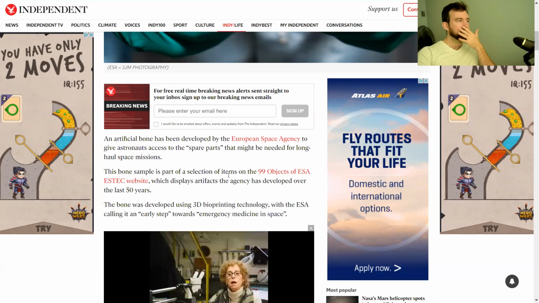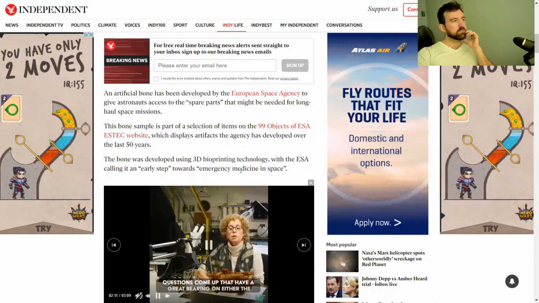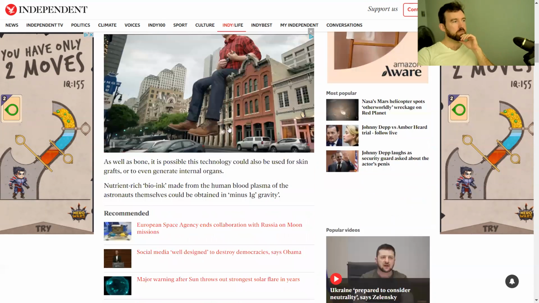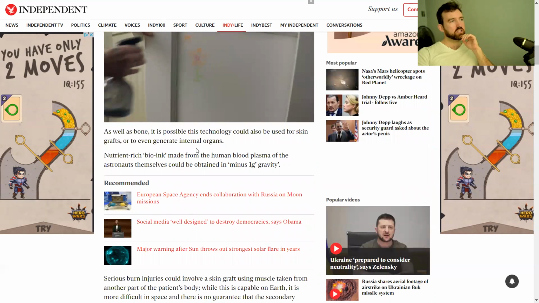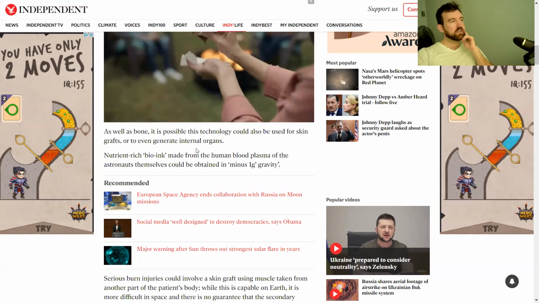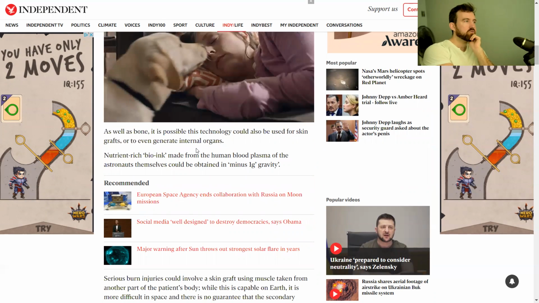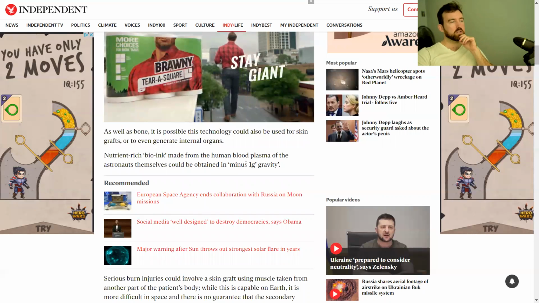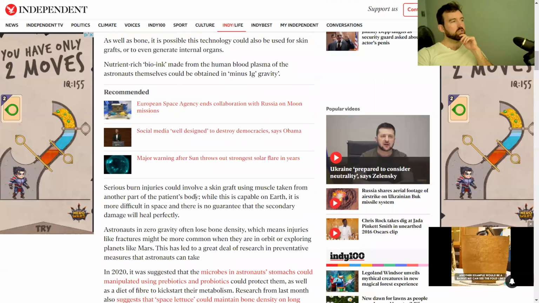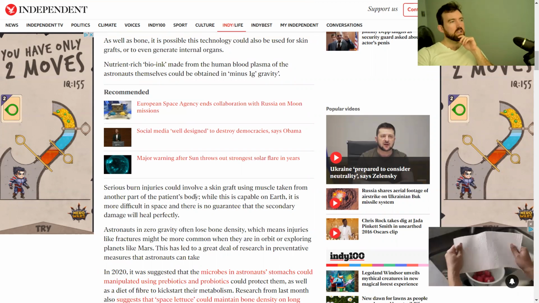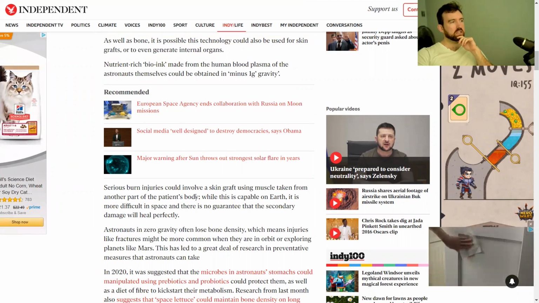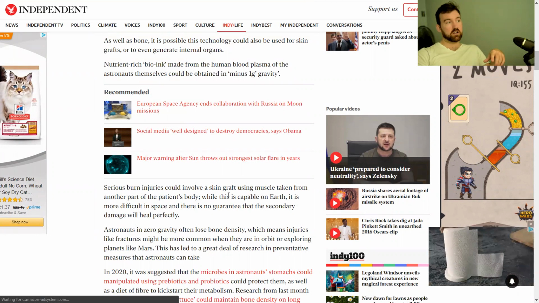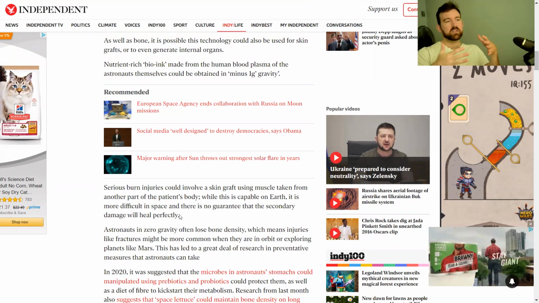It's journalism, right? The bone was developed using 3D bioprinting technology, with the ESA calling it an early step towards emergency medicine in space. As well as bone, it is possible this technology could also be used for skin grafts or to even generate internal organs. Nutrient-rich bio-ink made from the human blood plasma of the astronauts themselves could be obtained in -1 g of gravity. Serious burn injuries could involve a skin graft using muscle taken from another part of the patient's body. While this is capable on Earth, it's more difficult in space, and there is no guarantee that the secondary damage will heal perfectly. Right. You get the point.